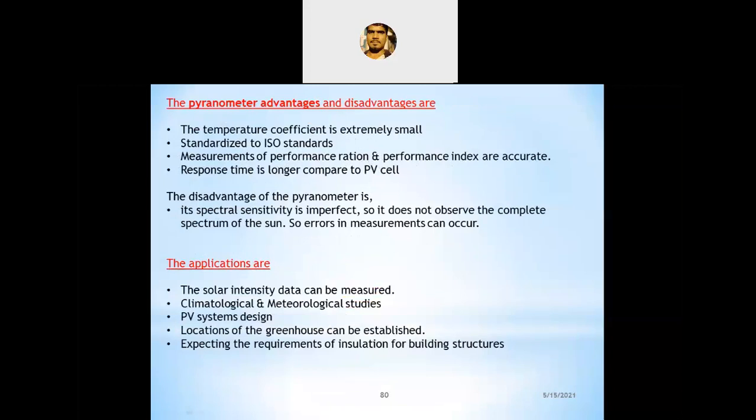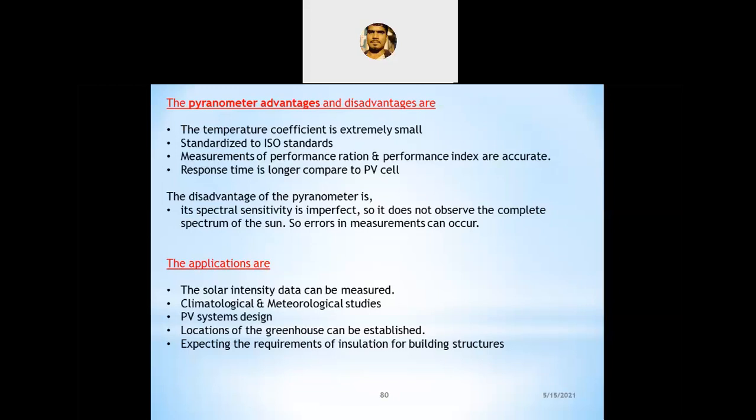Okay, and coming to the advantages of this. The temperature coefficient is extremely small, and it is standardized to ISO standards, as in measurements of performance ratios and performance index are accurate when compared to the other pyranometer. Okay, and response time is longer compared to PV cells. And the disadvantages: spectral sensitivity is impacted, and so it does not absorb the complete spectrum of the sun. Okay, and errors in measurements can also occur.